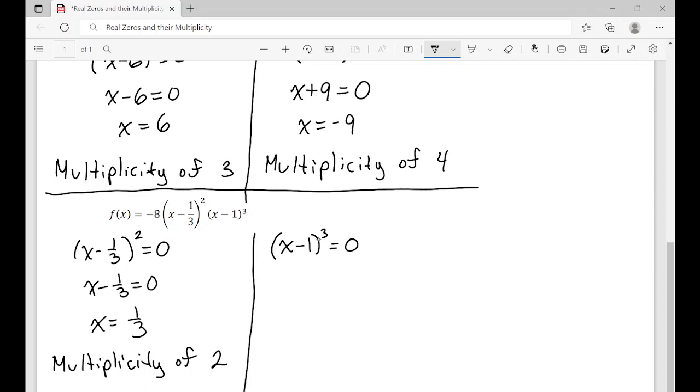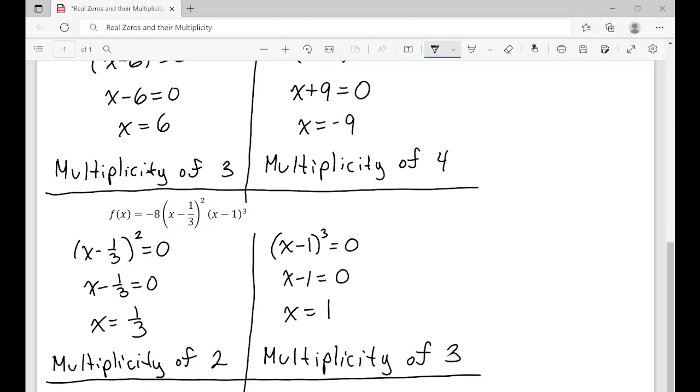Now I'm going to solve for this one. I'm going to take the cube root of both sides. x minus 1 equals 0. Then add 1 over. x equals 1. And since this has a cubed here, that means this occurs 3 times. So this has multiplicity of 3. Again, 1/3 is a solution with a multiplicity of 2 because it occurs twice, and 1 is an answer that occurs 3 times, so it has a multiplicity of 3.